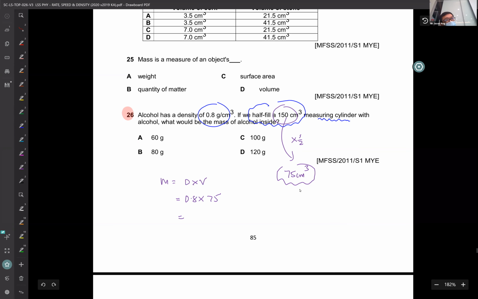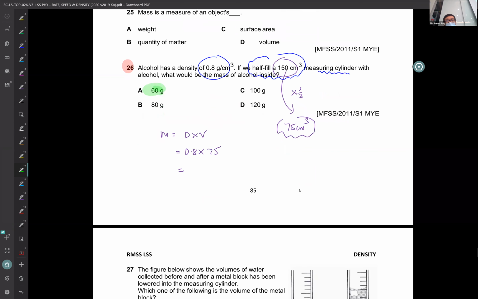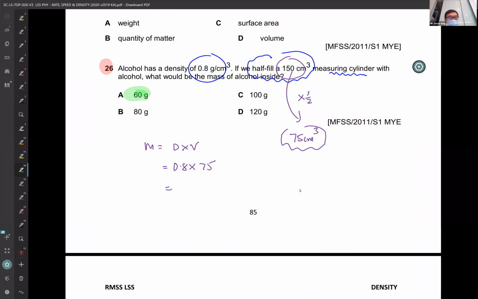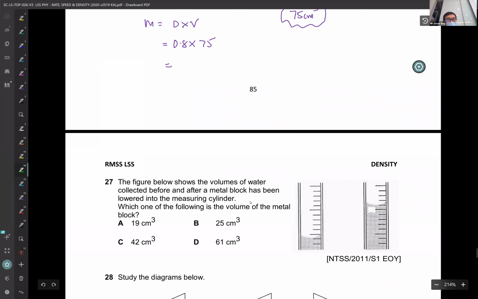So I think you were careless. Those of you who got this wrong, I think you're careless. Answer should be A. Okay. Getting this, all of you? Okay. Move on to the next one.